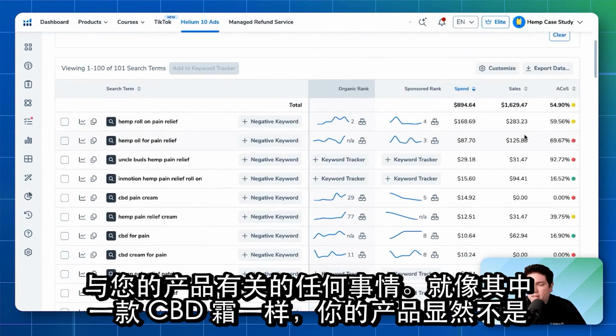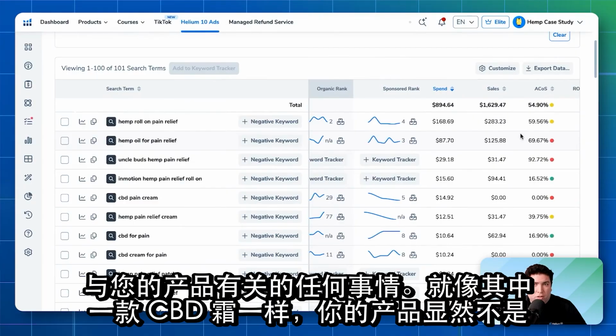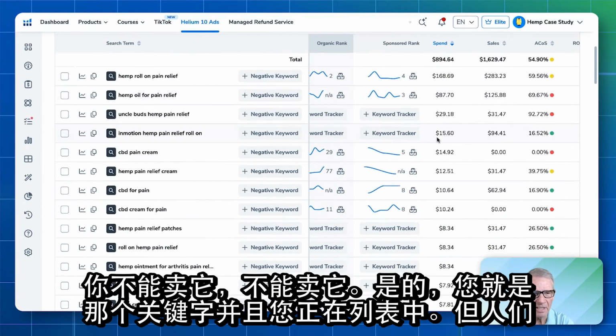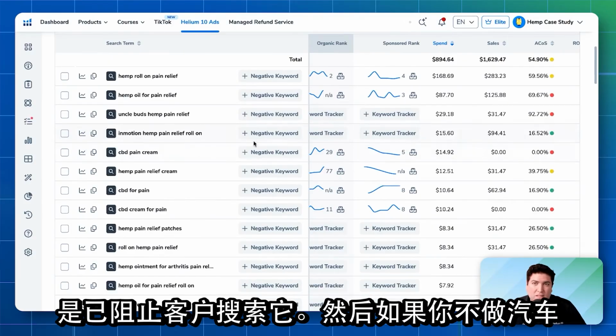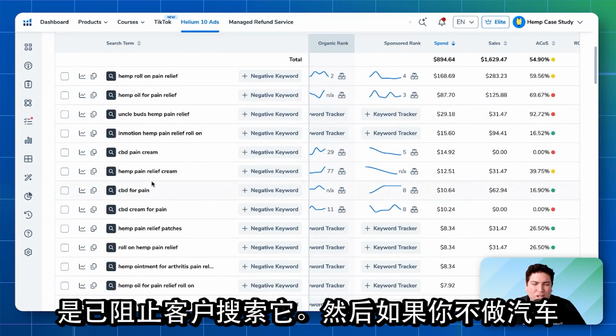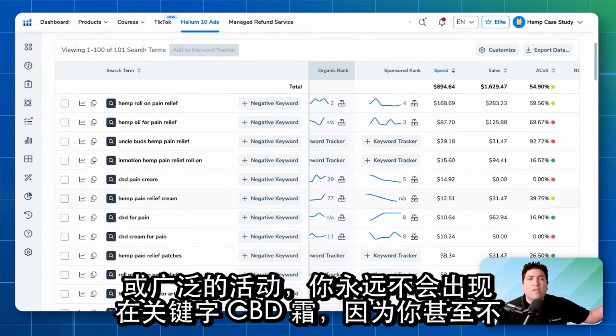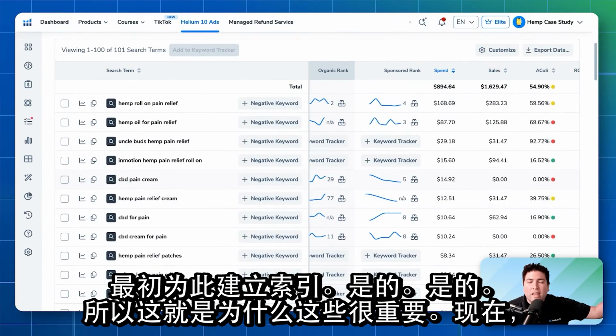And you'll notice there are keywords you're converting for that technically don't even have anything to do with your product. Like one is CBD cream. Your product is obviously not a CBD cream. It doesn't have CBD. You can't even sell it on Amazon, and you can't use that keyword in your listing. But that doesn't stop customers from searching it. So if you weren't doing an auto or broad campaign, you never would have shown up for the keyword CBD cream, because you're not even indexed for it. That's why these are important.